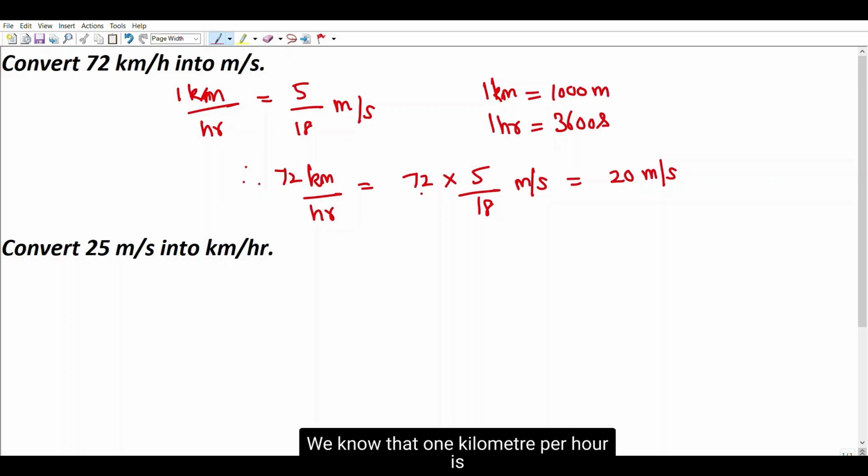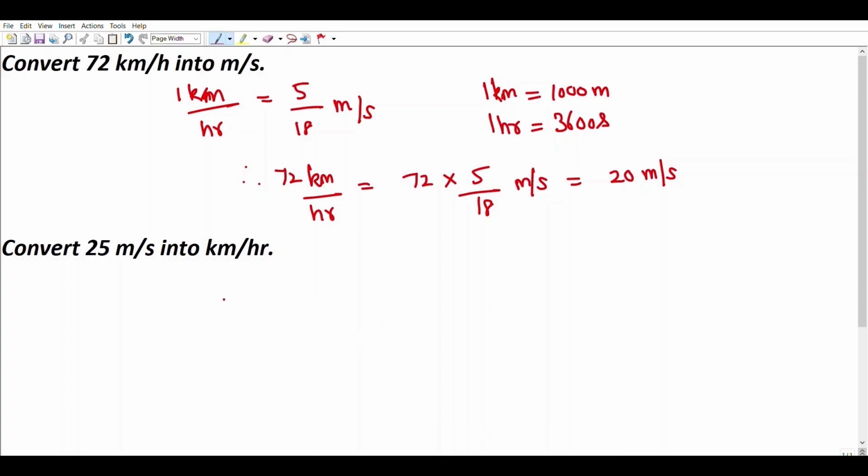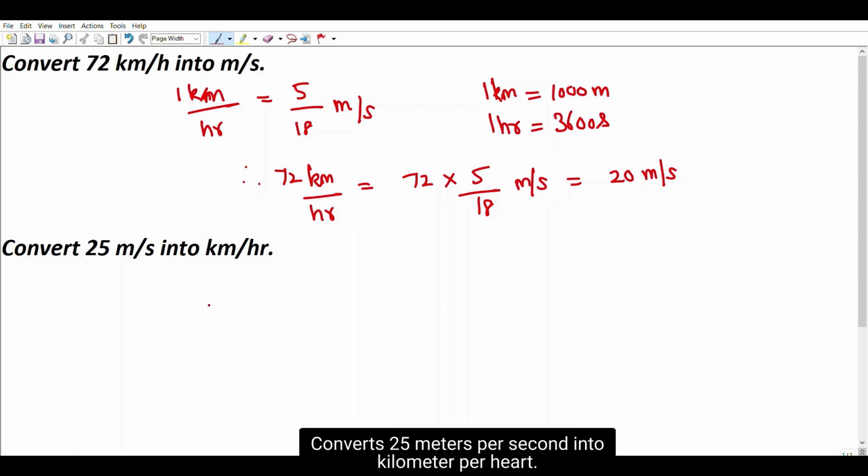We know that 1 kilometer per hour is equal to 5 by 18 meter per second. Therefore, 72 kilometer per hour is equal to 72 into 5 by 18, which is equal to 20 meter per second. Convert 25 meter per second into kilometer per hour.